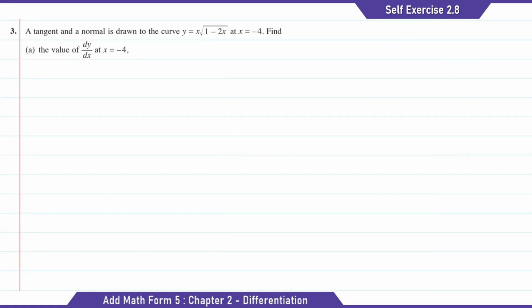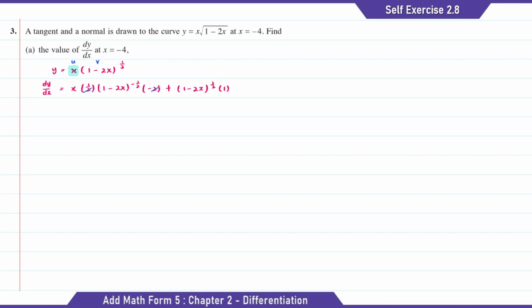Question number 3. A tangent and a normal are drawn to the curve y equal to x square root of 1 minus 2x at x equal to negative 4. Find a, the value of dy/dx at x equal to negative 4. So first, I have to write the equation as y equal to x times (1 minus 2x) to the power of 1 over 2. So here, using the product rule, this will be the u and v. Then dy/dx will be, first copy the u, x, then differentiate the v. This will be 1 over 2 (1 minus 2x) to the power of negative 1 over 2. Then differentiate the terms in the bracket, which is negative 2, plus copy the v, then differentiate the u, which is 1.